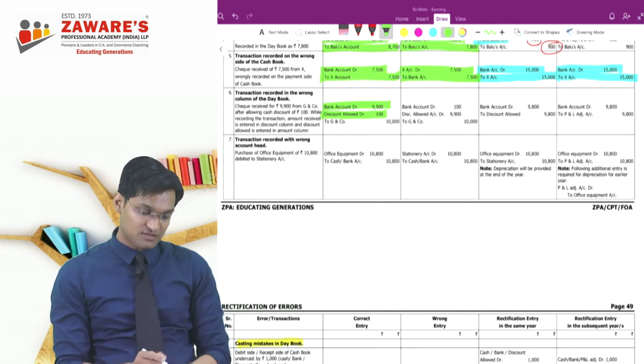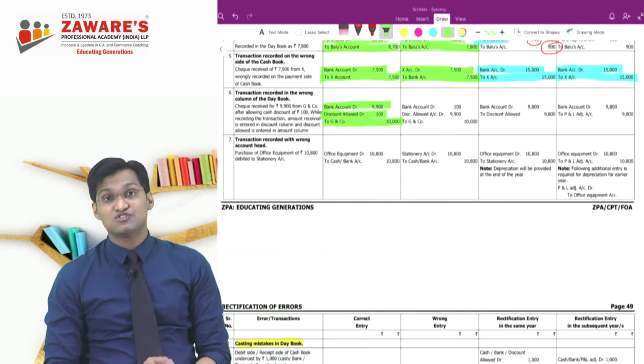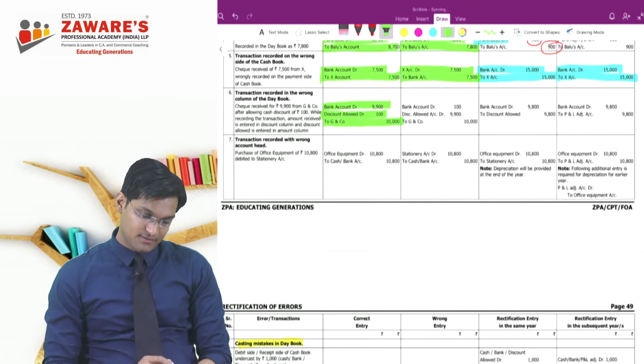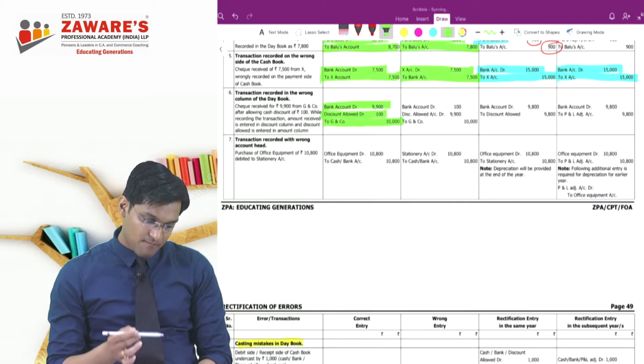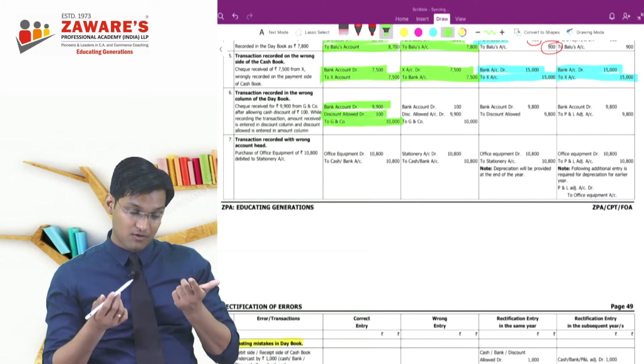And who is the giver of this? G and company. So to G and company 10,000. This is your correct entry. While recording the transaction, the amount received is entered in the discount column and the discount allowed is entered in the amount column.